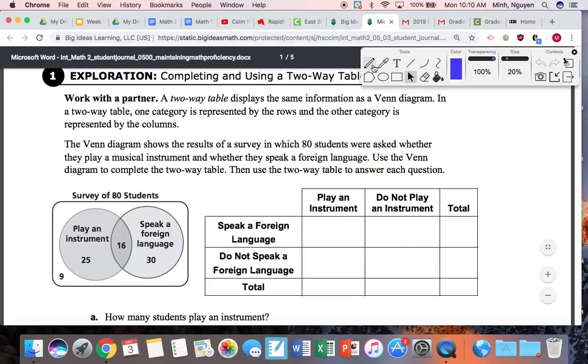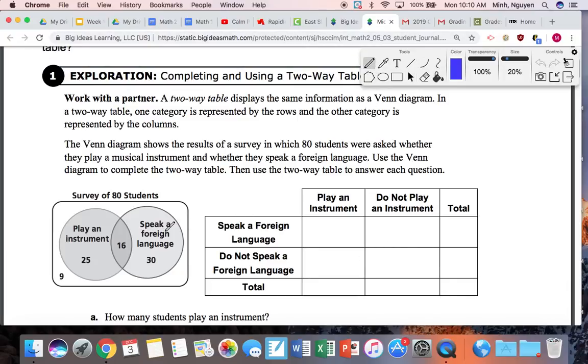And one thing that I could start off easily is, let's just go here. Speak a foreign language and play an instrument. So this is for students who do both. So where is that on this Venn diagram? 9 who don't do anything, the 25 who play an instrument, the 30 who speak a foreign language, or the 16 who do both. And this is under both categories. We would go with 16 here.